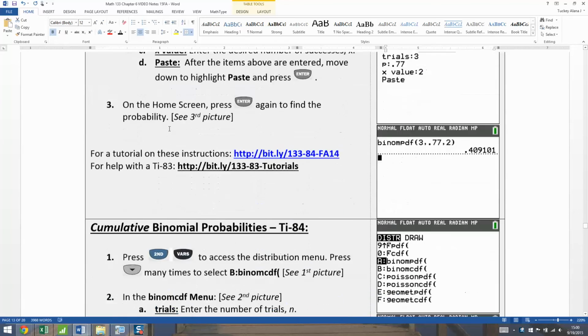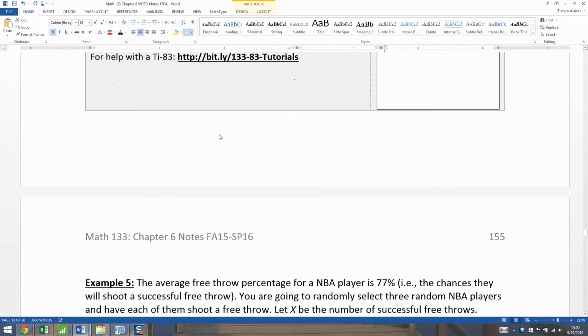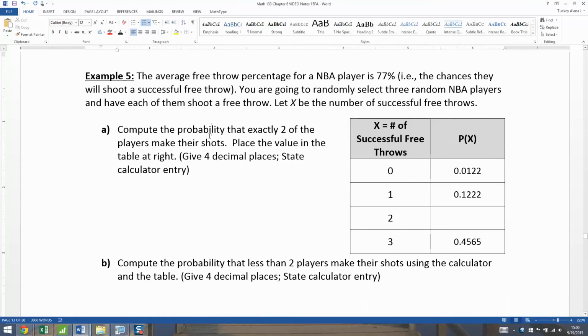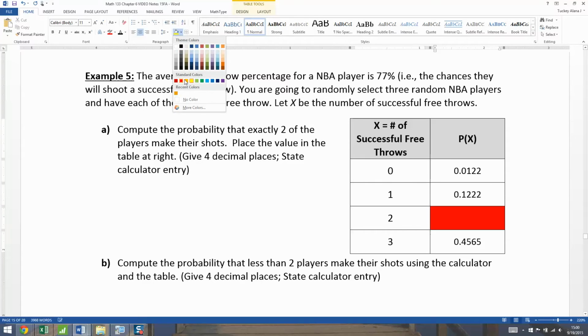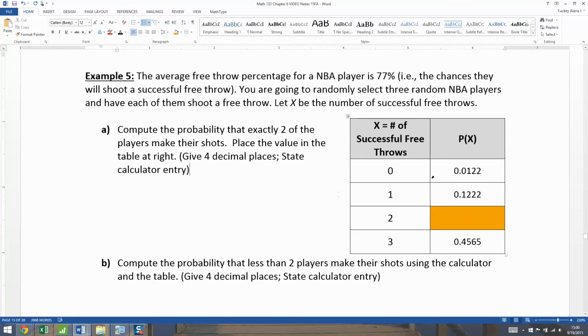There are the calculator instructions passing by for what we've already shown. And we're going to use our infamous NBA free thrower example one more time. This should be the last time. All right, so compute the probability that exactly 2 of the players make their shots. Place the value in the table at right. Okay, so exactly 2 would be this spot right here, which if I recall we colored orange earlier because it's kind of a warning area.